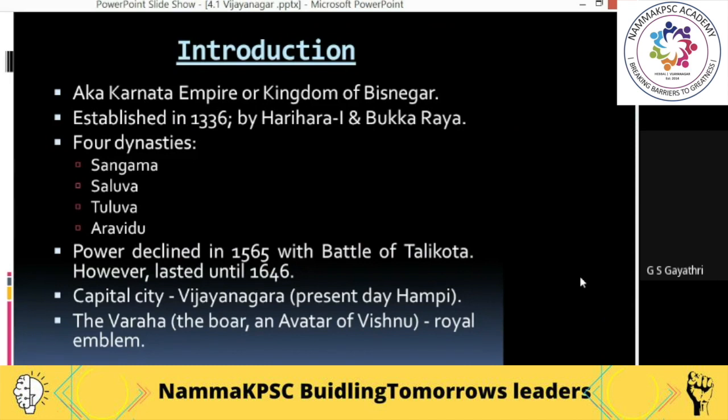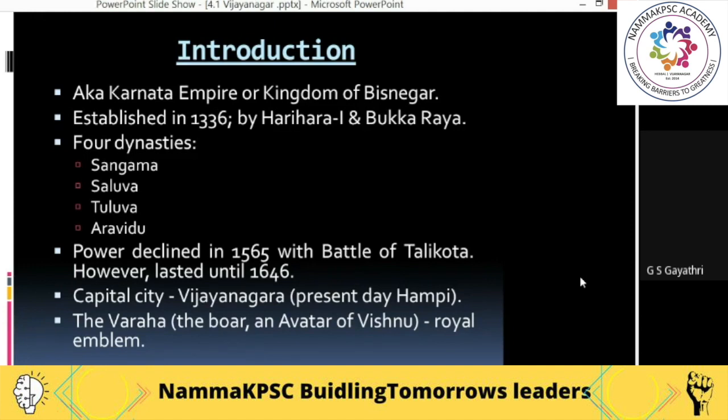To begin with, we know some basic information about our Vijayanagar Empire. So that is what is given in this slide. Vijayanagar Empire is also known as the Karnataka Empire or the Kingdom of Besnagar or Bisnagar. The name Kingdom of Besnagar was given by our travelers, which we will see a little later. It was established in 1336 by Harihara the First and his brother Bukkaraya.